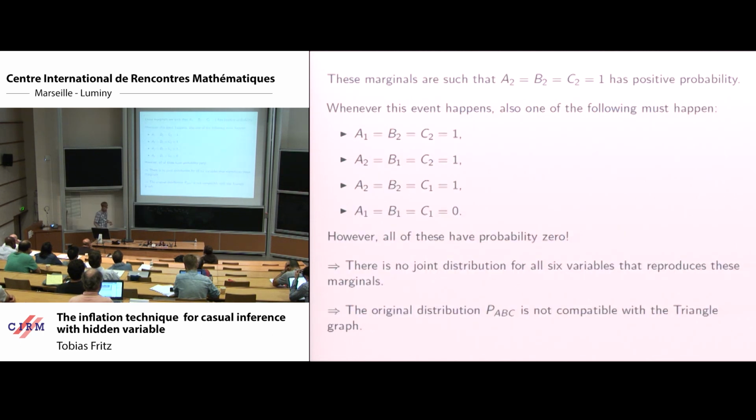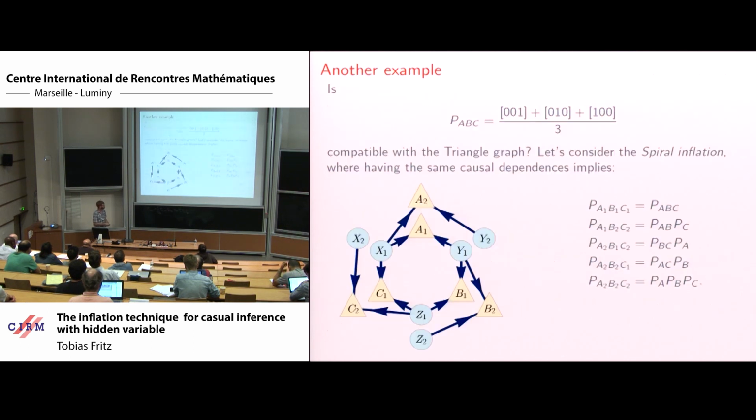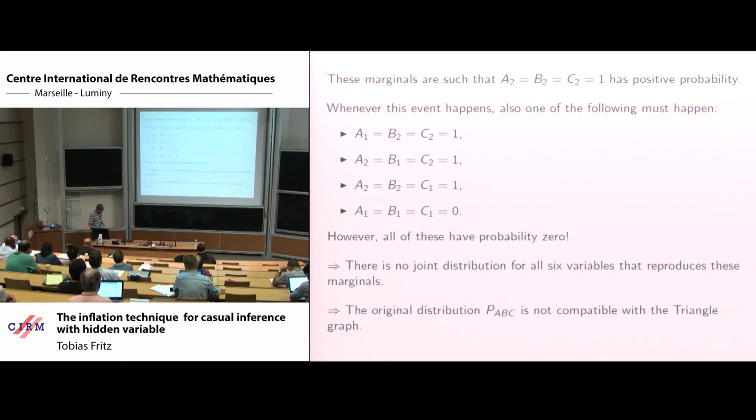Yeah, and then again it turns out that these 5 marginal distributions are incompatible with the existence of a joint distribution for all 6 variables, A1, A2, B1, B2, C1, C2. And there's a bit more of an explicit argument for this, which again uses kind of tautologies and Boolean logic, if you want.